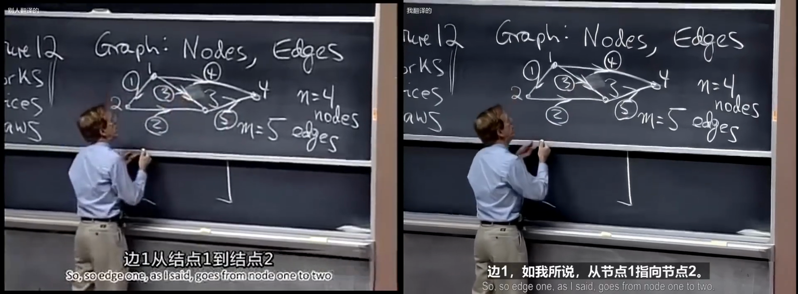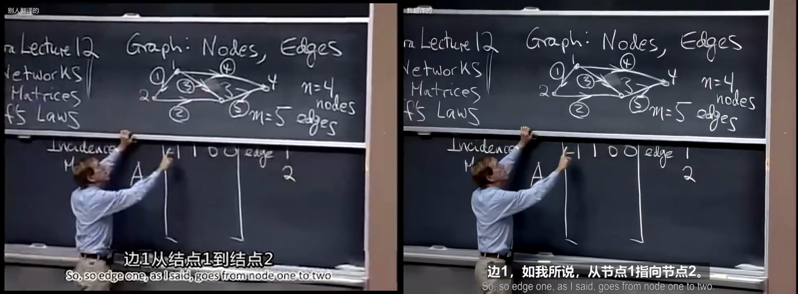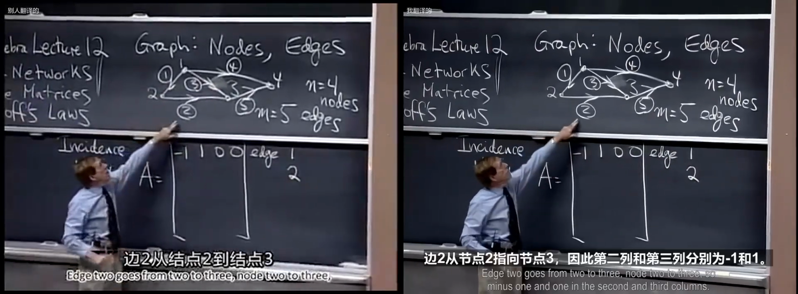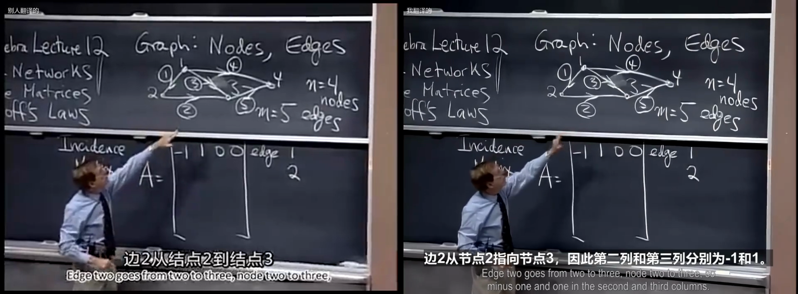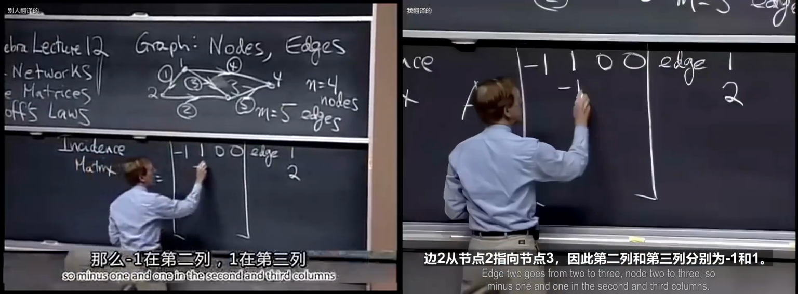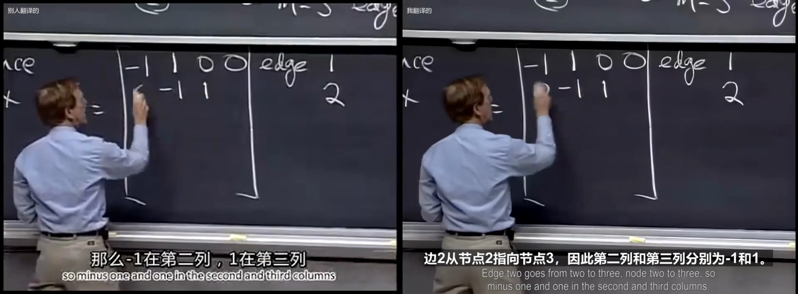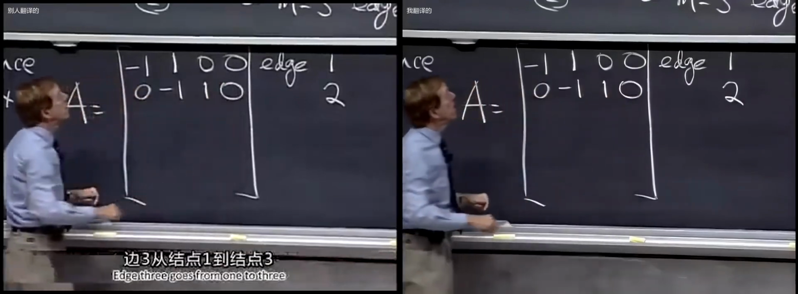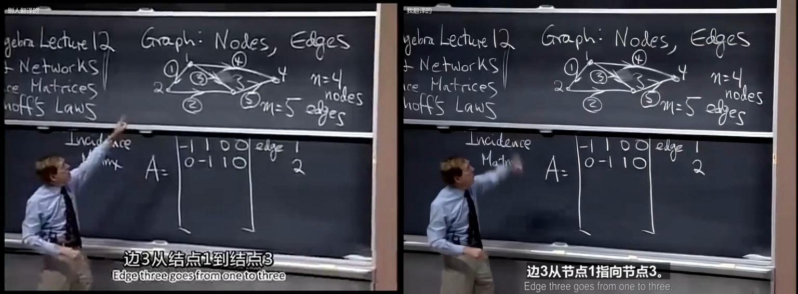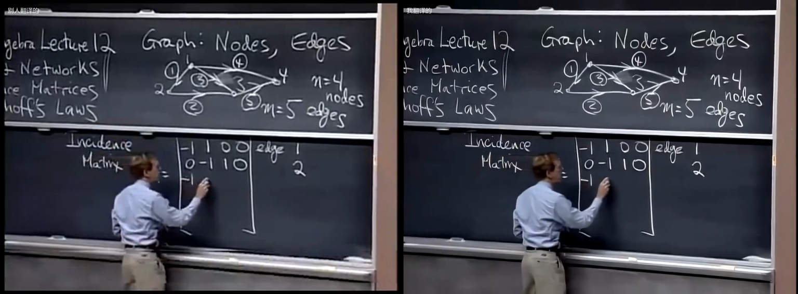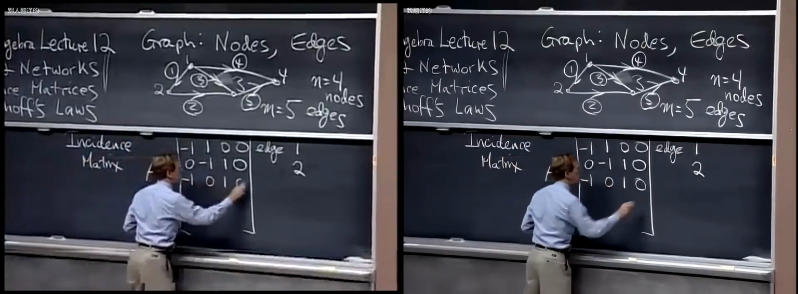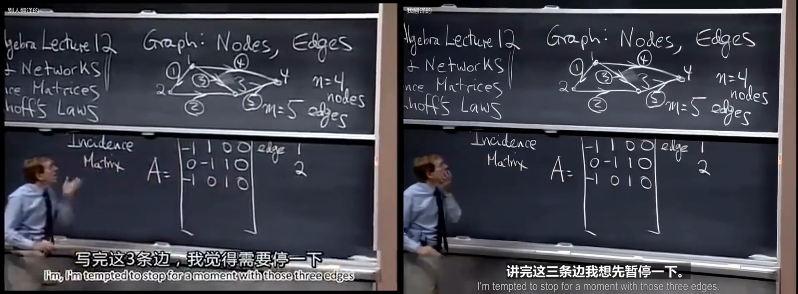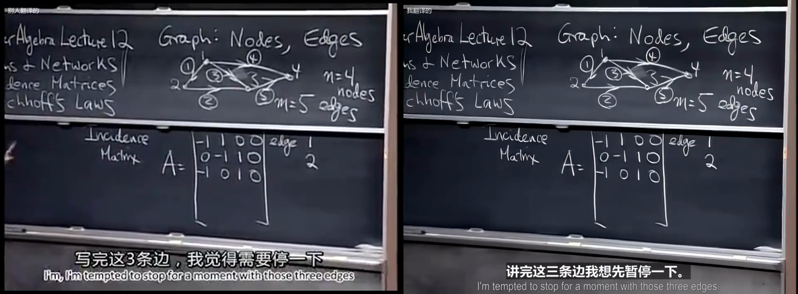So edge 1, as I said, goes from node 1 to 2. Edge 2 goes from node 2 to 3, so -1 and 1 in the second and third columns. Edge 3 goes from 1 to 3. I'm tempted to stop for a moment with those 3 edges.